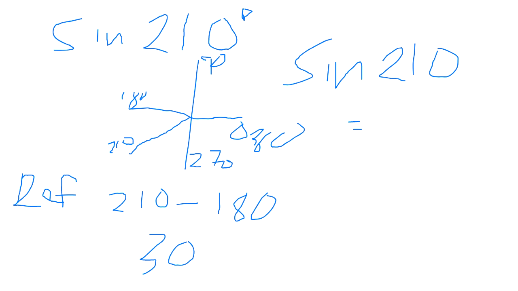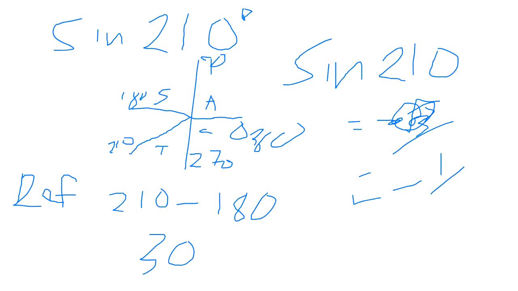But again, if we draw our CAST, we find out that 210 is in the third quadrant. And in the third quadrant, sine is negative. So it should be negative root 3 over 2. No, sine 30 is half. So it's going to be negative half, because in the third quadrant, sine is negative.